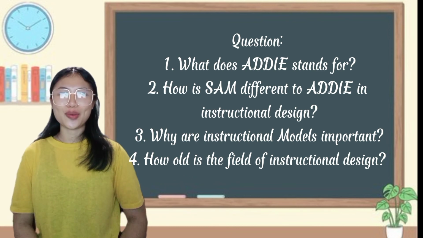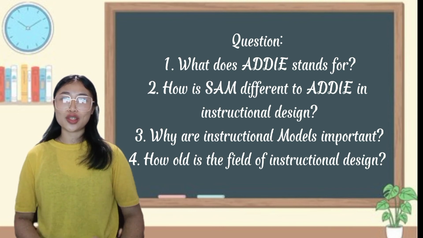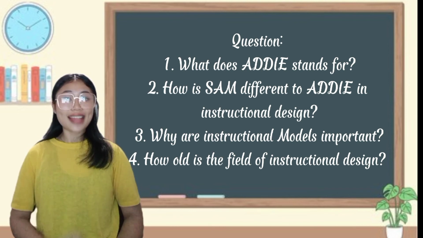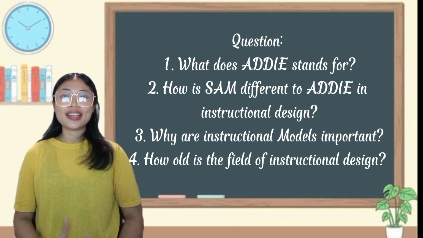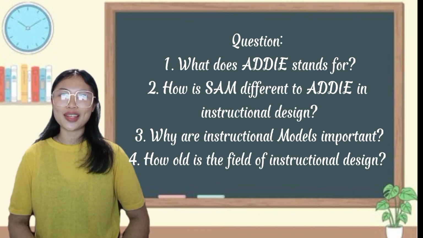Okay, thank you so much. So ADDIE is an acronym that stands for the five key stages of the instructional design process: analysis, design, development, implementation, and evaluation. It is arguably the most important and influential instructional design model. Thank you so much, Andre.